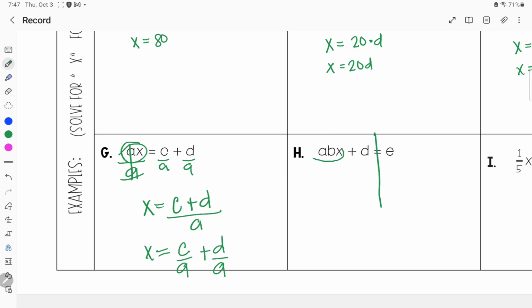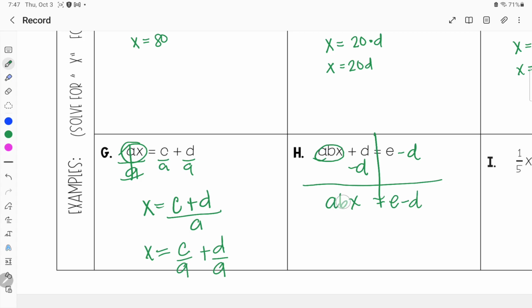Our goal is to get this x alone, right? But right now, x is attached to a and b, so I have to undo this one first. So I need to move this d over to this side. So to do that, I need to undo and move it to the other side, leaving me with a, b, x, so a times b times x equals e minus d.